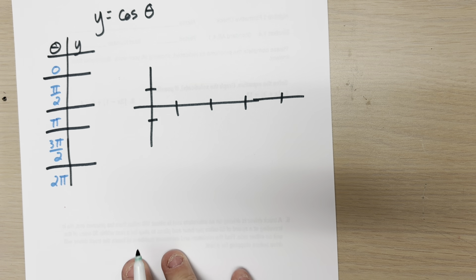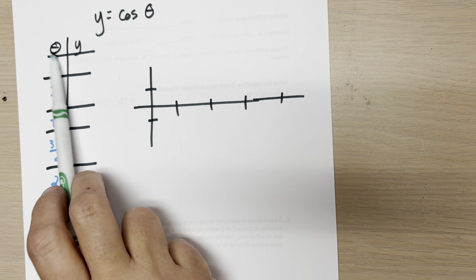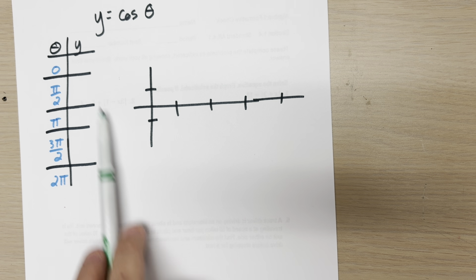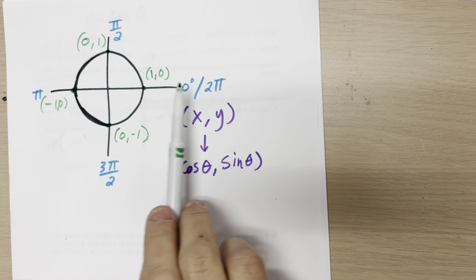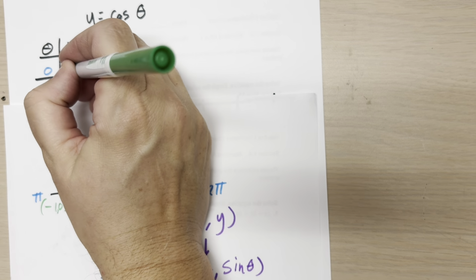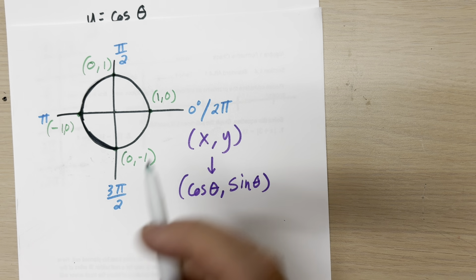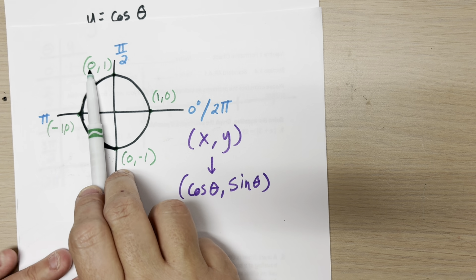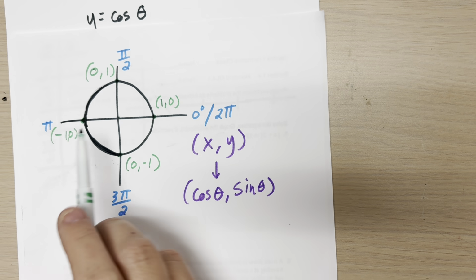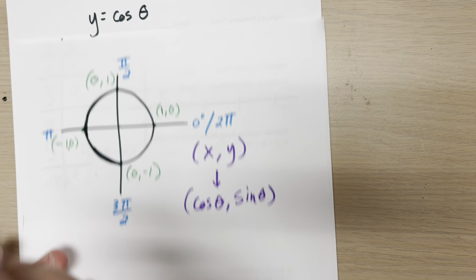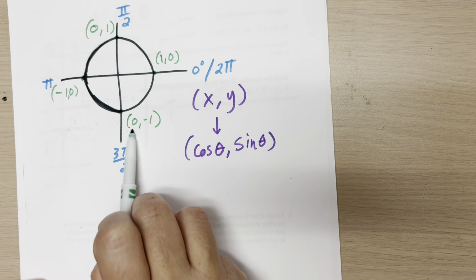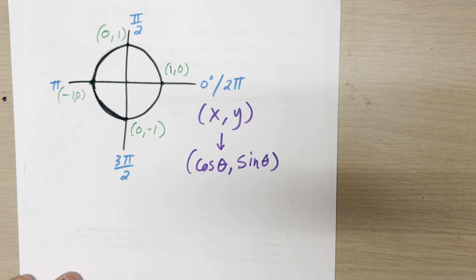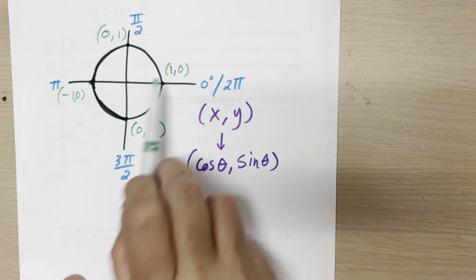Let's examine cosine and see what's going on. In this example, theta will still be along our x-axis, and the y value for the function cosine theta will come from the unit circle. When our angle is 0, cosine is 1. So the y value we will plot is 1. When I'm at pi over 2, the x value is 0. At pi, the x value is -1. At 3 pi over 2, the x value is 0. When I'm back up here at 2 pi, the x value again is 1.